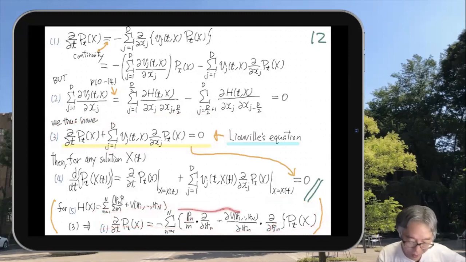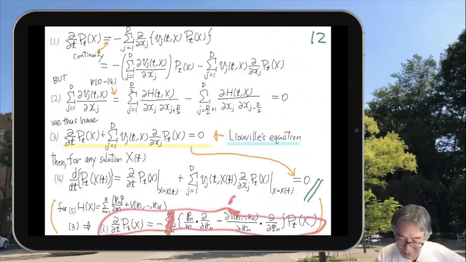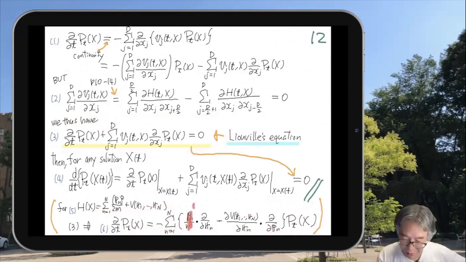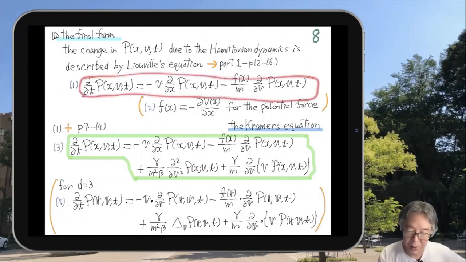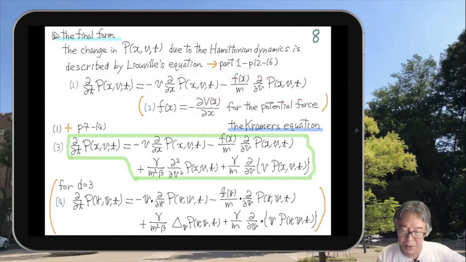But anyway, if you carefully consider the case with 1 particle, 1 dimension, and you rewrite P by using V, it's not very difficult. This will be V and V. And you just need some M's. So you get this form. And F is the external force to the particle. So in the case of potential force, it is written like this. So this is Liouville's equation that we derived in a messy form in page 12 of part 1.